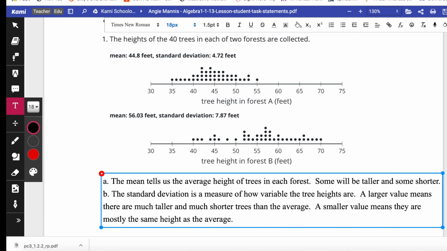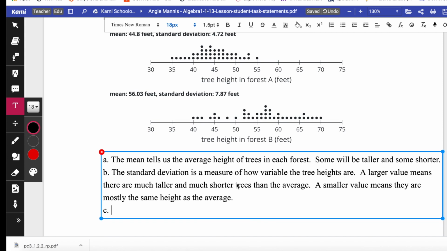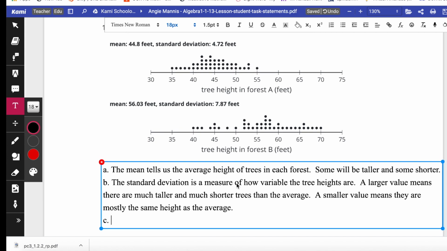So they're more consistent with the average. A smaller standard deviation means the heights are more consistent with the average. All right, so C says, this is where we compare them. So we're looking at the two data sets and we are comparing those.